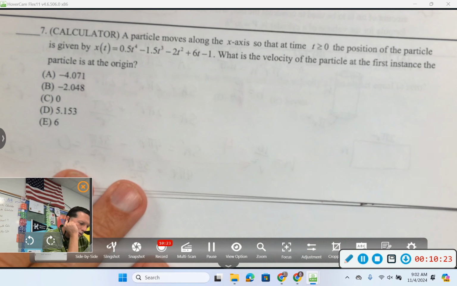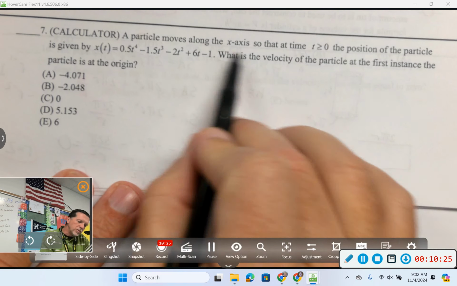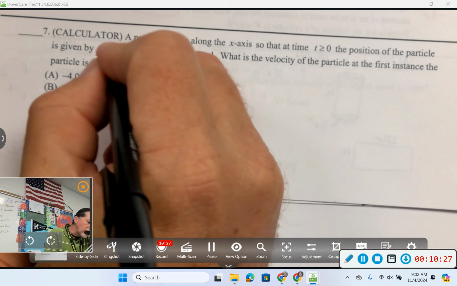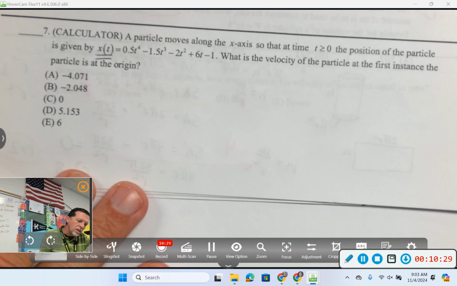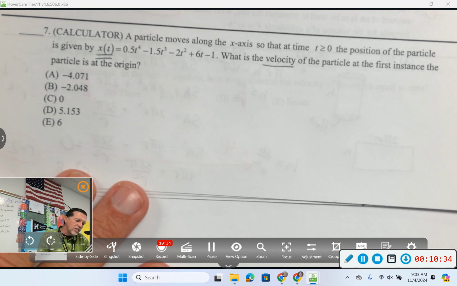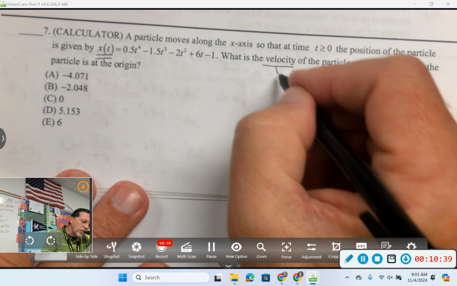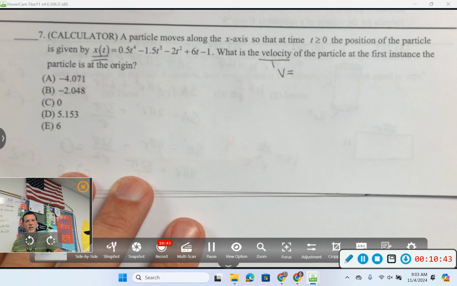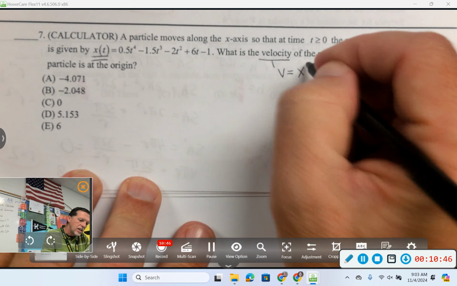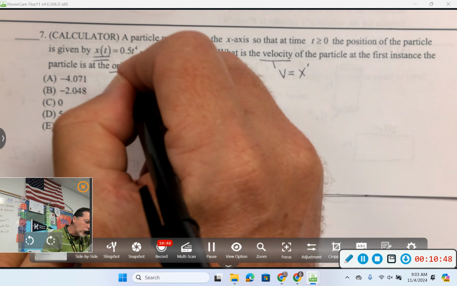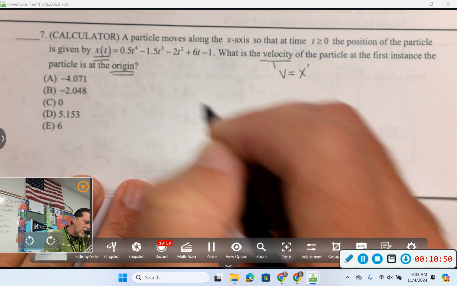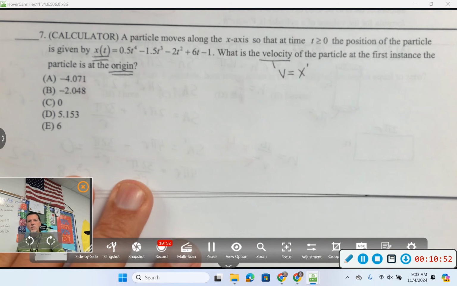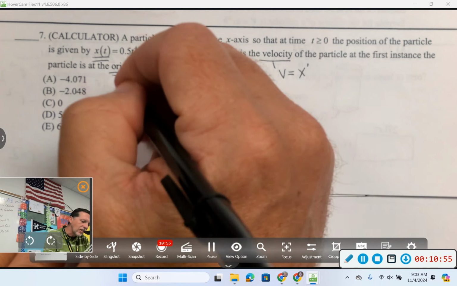Number 7. Ooh, something similar maybe. A particle moves along the x-axis so that the position, all right, be careful, that's position. What is the velocity of the particle at the first instance the particle is at the origin? Okay, well, first, how do I find velocity if I've got position? The derivative. How do I know when I'm at the origin? When x is 0.